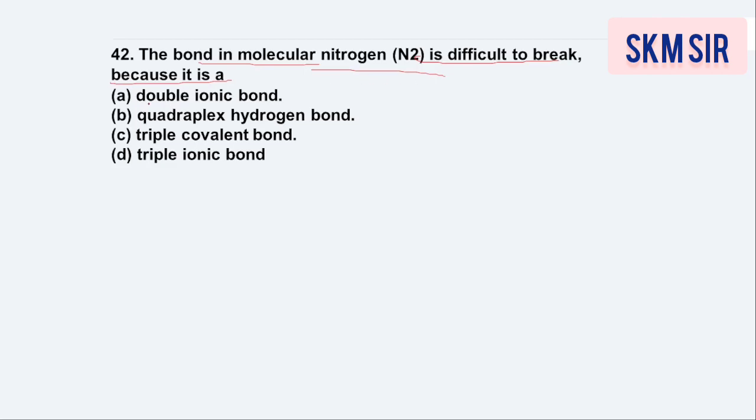Is it a double ionic bond? No. Quadruplex hydrogen bond? No. It is a triple covalent bond. I think option number C is correct. This is the bond between the two nitrogen atoms. So it is a triple covalent bond. I hope, students, you have done it correctly.